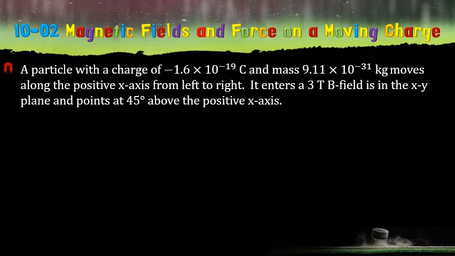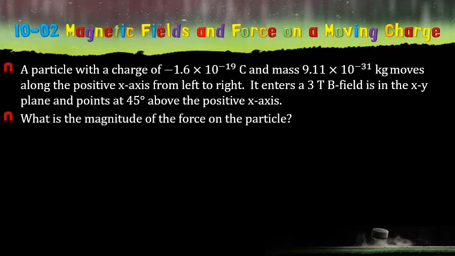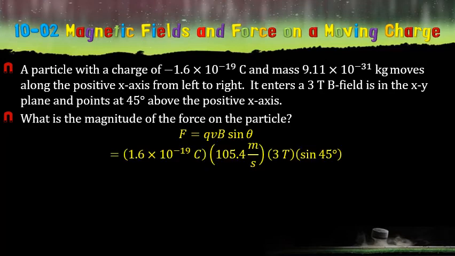A particle with a charge, oh, this is the same problem we just did, just extending it. So what is the magnitude of the force on the particle? Well, force is qvB times sine of theta. All right, our charge was 1.6 times 10 to the negative 19. Again, I made it positive because we're not doing a vector at the moment.